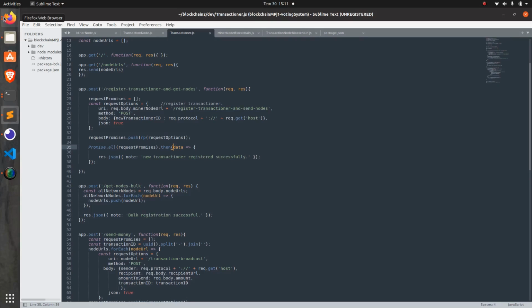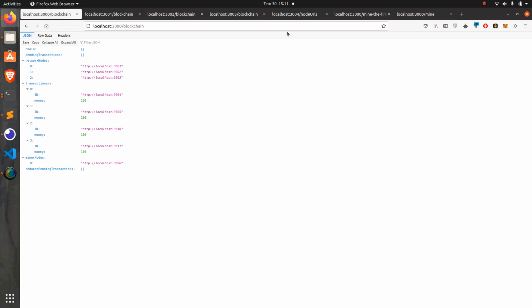Okay, now they are totally connected. There are subnetworks, and also they are connected. So there's a network. Each of them knows each other directly or indirectly.